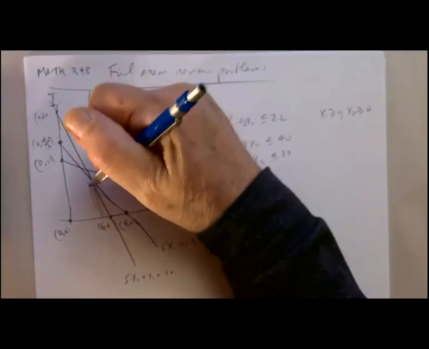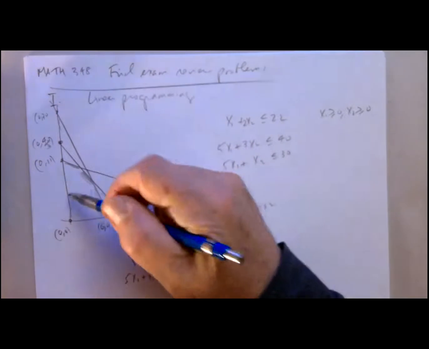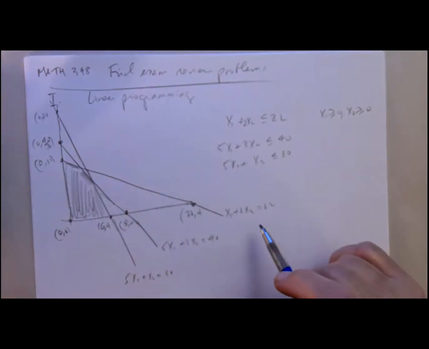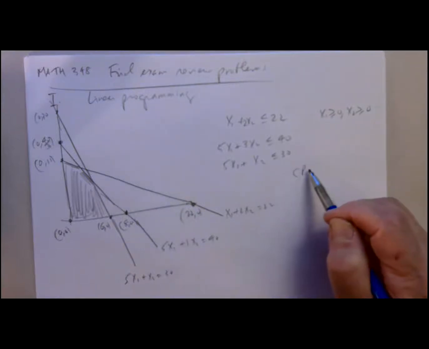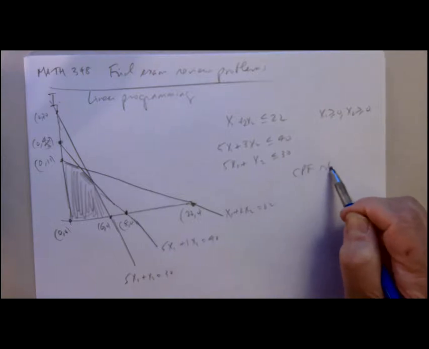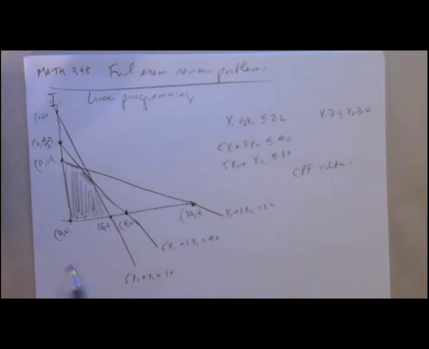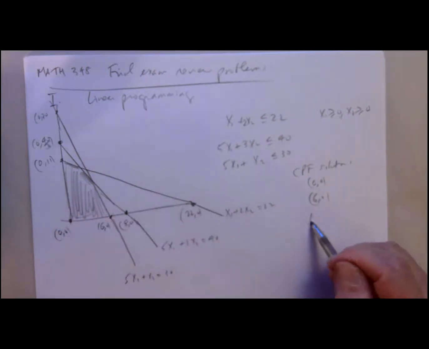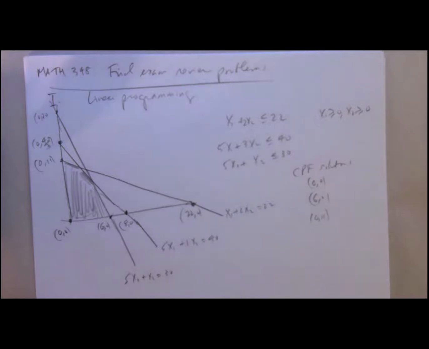So this is the feasible region. And the corner point feasible solutions are what? Well, three we can read off very easily. This is a corner point. This is a corner point. (0, 11) is a corner point.